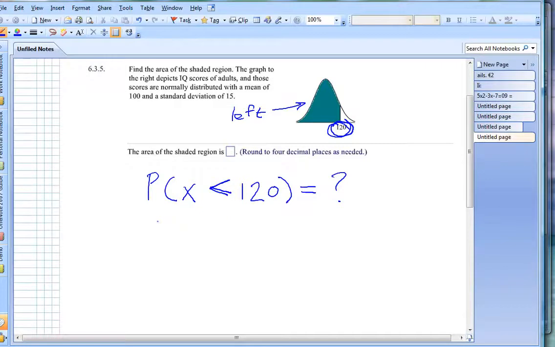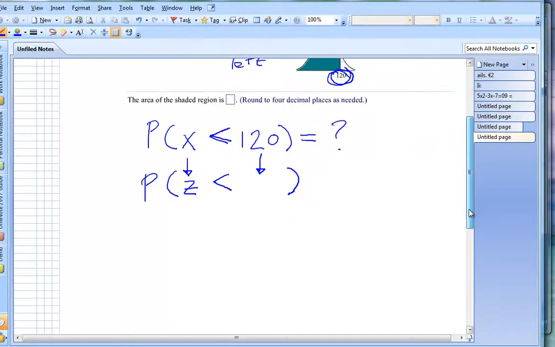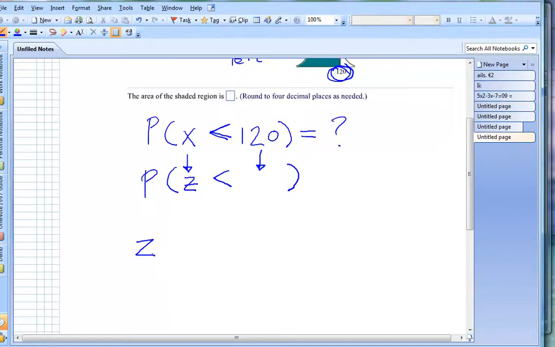Because I cannot look up 120 on a normal distribution table, we need to change this x value into a z value, into a z-score. And we have a formula to do that. You're going to see this so many times that eventually you'll probably have it memorized. It's x minus the population mean, divided by the population standard deviation sigma.